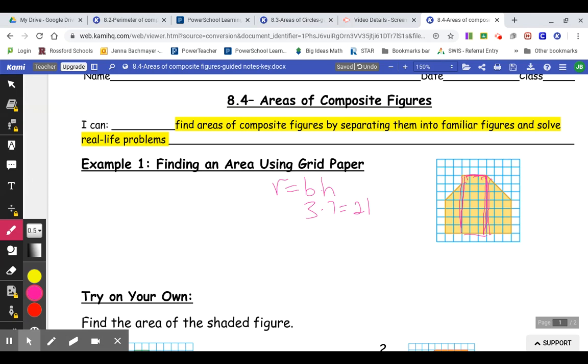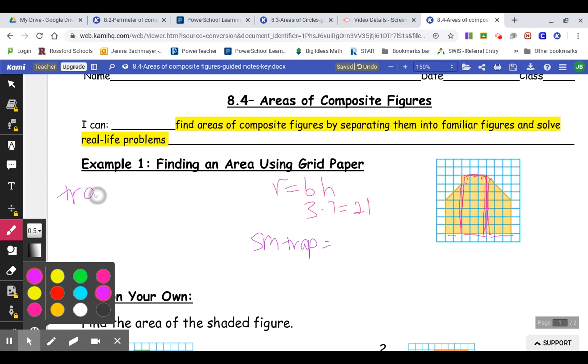Then I have two trapezoids. I'm going to label this the small trapezoid, that would be this one over here on the left, and a large trapezoid over here on the right. For a trapezoid, you are going to use the formula base 1 plus base 2 divided by 2. So you're finding the average of the two bases and multiplying it by height.